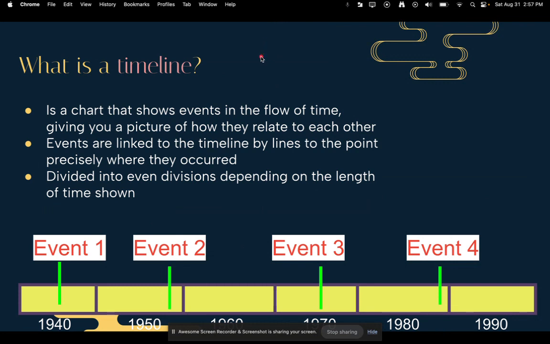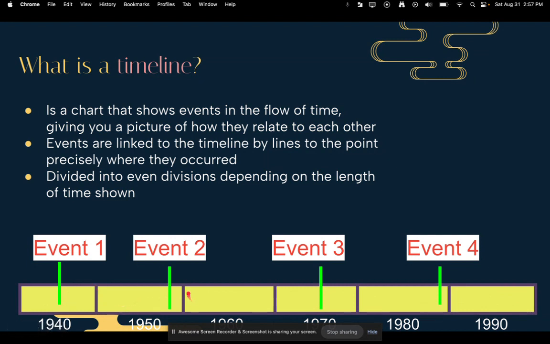So here's another question. What is a timeline? A timeline is a chart that shows events in the flow of time, giving you a picture of how they relate to each other. Events are linked to the timeline by lines to the point precisely of where they occurred. And then typically they're divided into even divisions depending on the length of time shown. So here's my example timeline. If you had a bunch of events, you would make kind of a line or a bar or something like that.